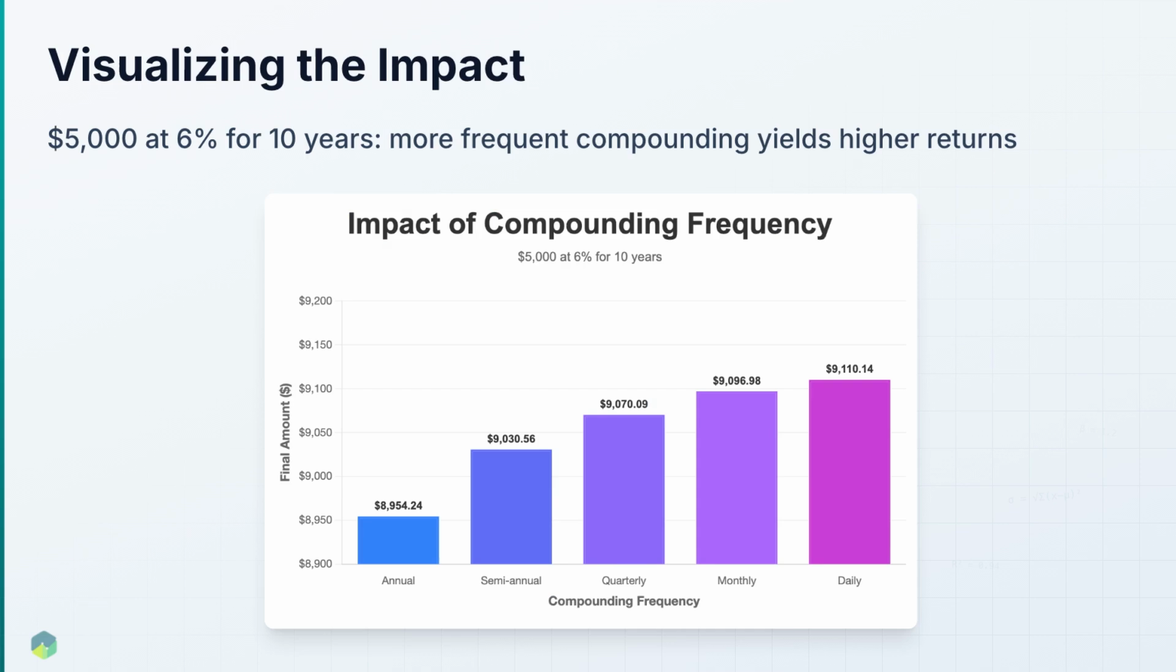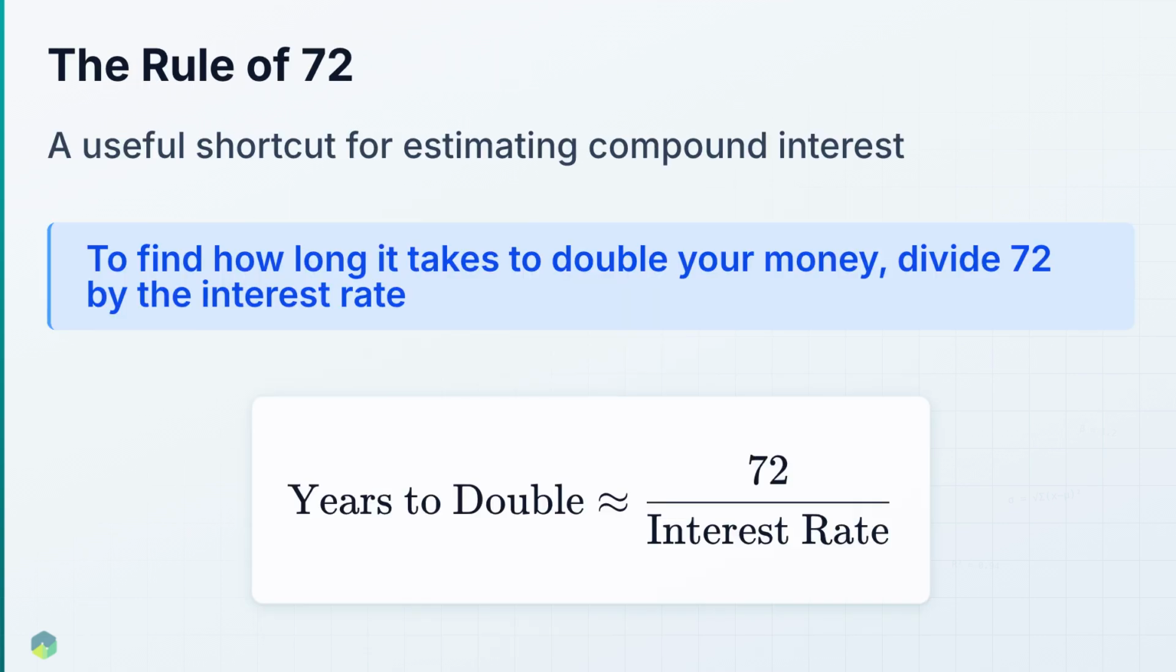This is why banks advertise their APY, annual percentage yield, which accounts for compounding frequency, rather than just the nominal interest rate. Here's a useful shortcut for estimating compound interest, the Rule of 72.